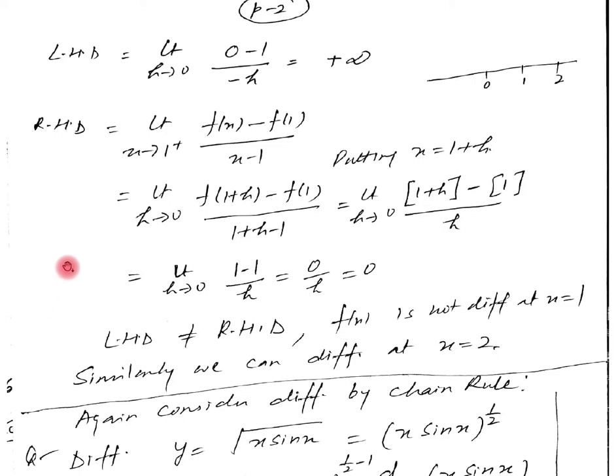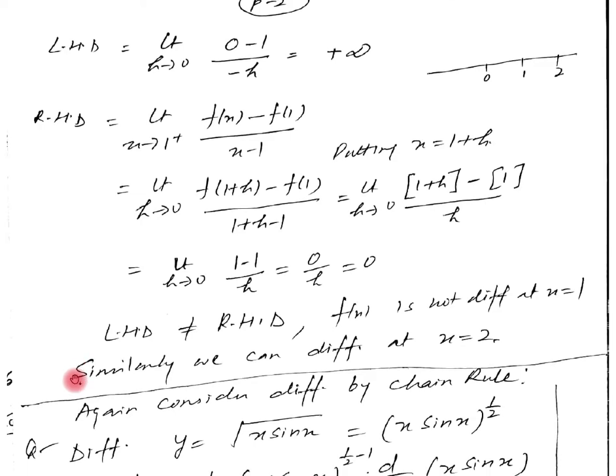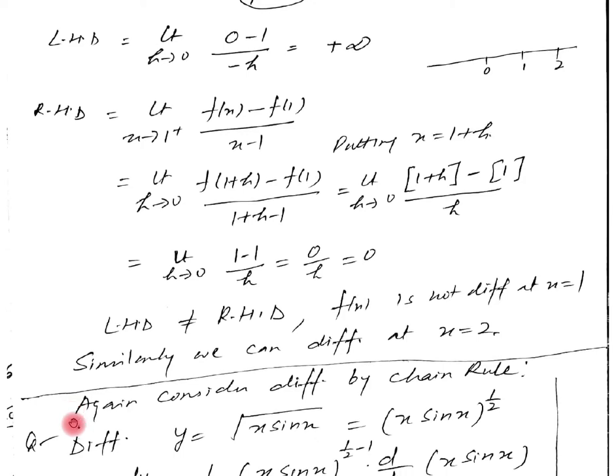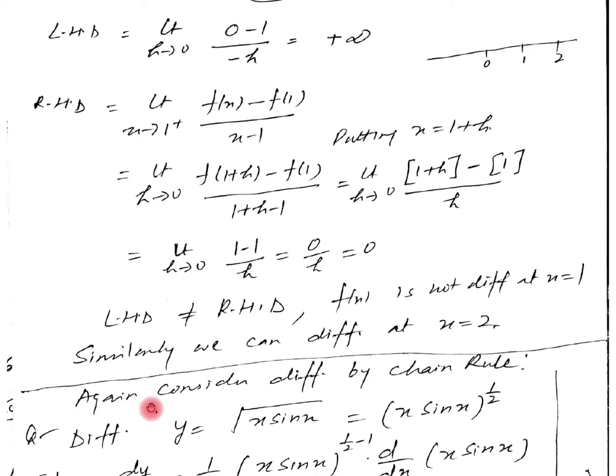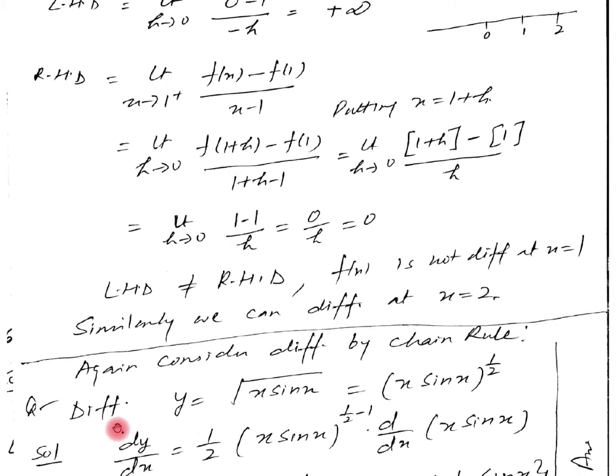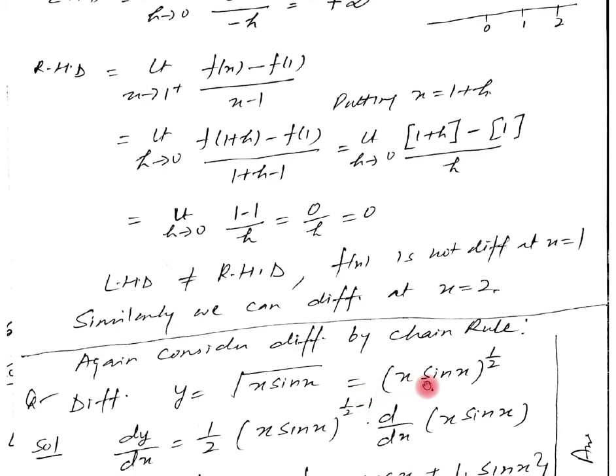These are the two different questions from exercise 5.2 in which we have to find out the left hand derivative and the right hand derivative. Now again coming back to our chain rule, because most of the differentiation in this unit is by the chain rule. Let us differentiate the function. Differentiate y equal to under root x sin x. Now it can be written as x sin x whole power 1 by 2.